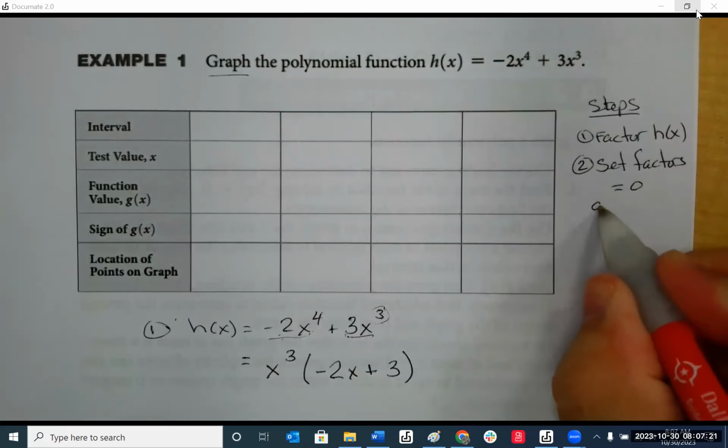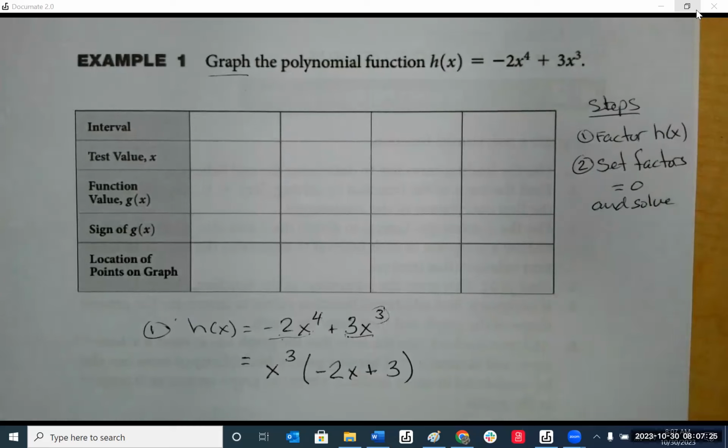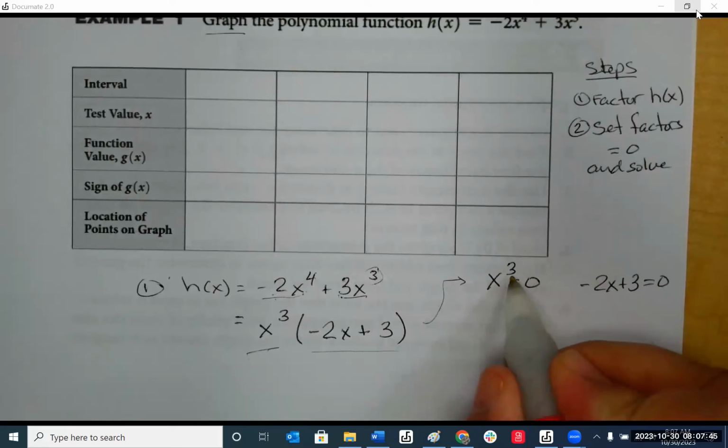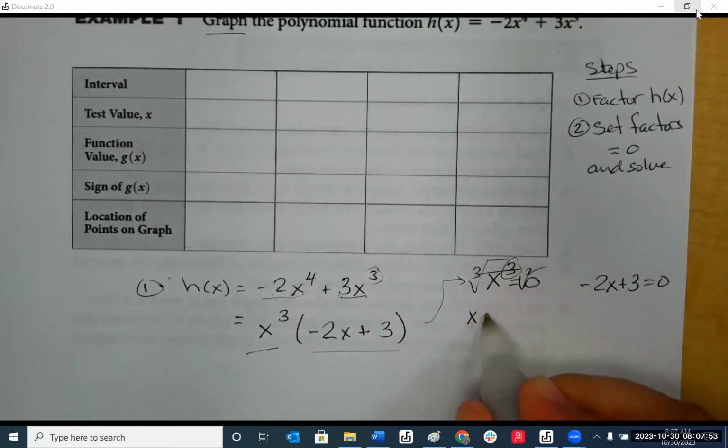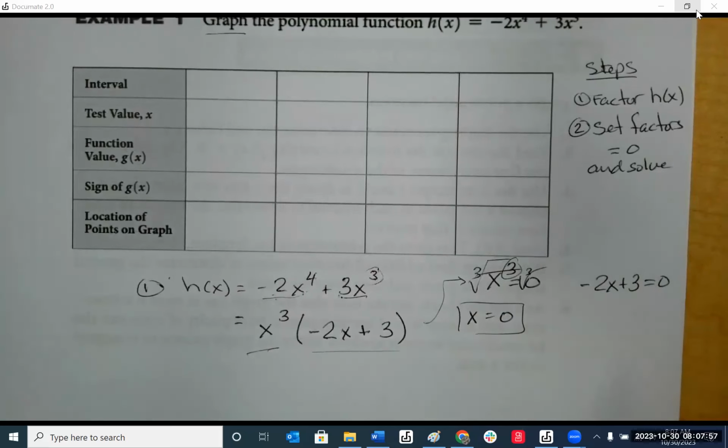Step 2, set the factors equal to 0 and solve. Then we have x cubed equals 0 and -2x plus 3 equals 0. Anything that has an x, I set equal to 0. To get rid of the cubed, I cube root both sides. So x, the cube root of 0 is 0. So x equals 0 is one of my solutions, x-intercepts. And the other one, since this one's negative, I'll go ahead and add 2x to both sides and divide by 2. So x is equal to 3 over 2. That's my second x-intercept.